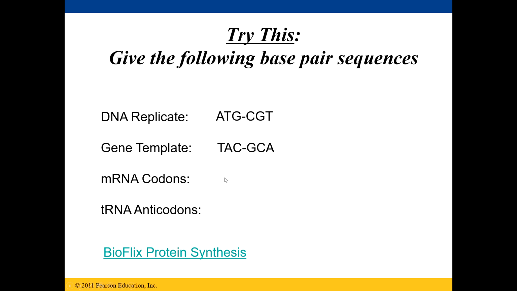Now going in this direction, taking that same gene region and converting it to messenger RNA codons, T brings up, A is okay, but A brings up what? U, right? C with G, G with C, C with G, and A with U. And then now we're going to convert the codons to anticodons. A with U, U with A, G with C, C with G, and so forth.